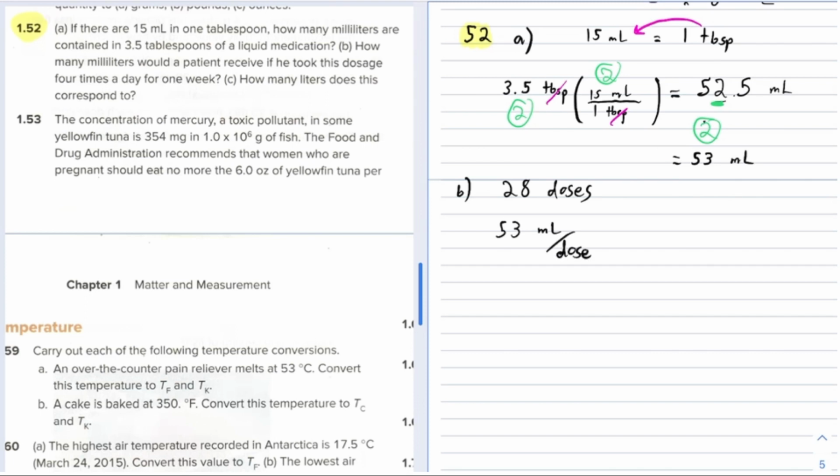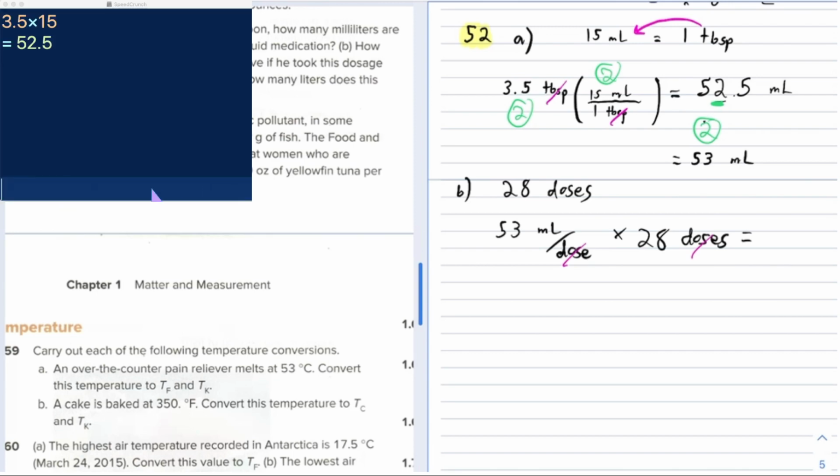So you can just multiply that times 28 doses, and so the dose unit cancels, and you can solve for the milliliters. So 53 times 28, 53 times 2, 8. Get 1484. Again, you're going to round to 2 sig figs, because you got 2 sig figs here. And so that'll round to 1500 milliliters.